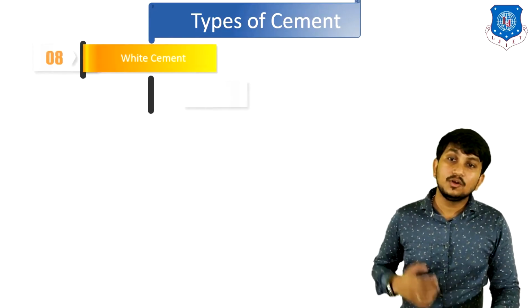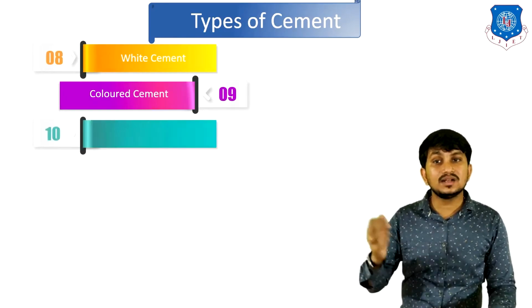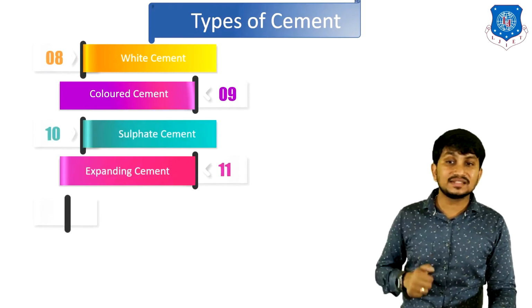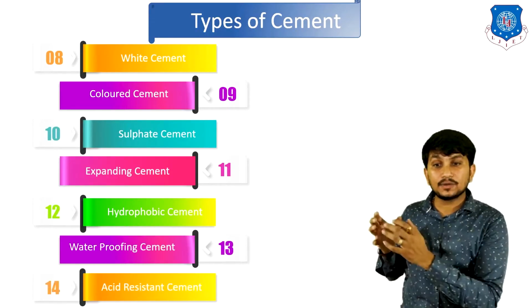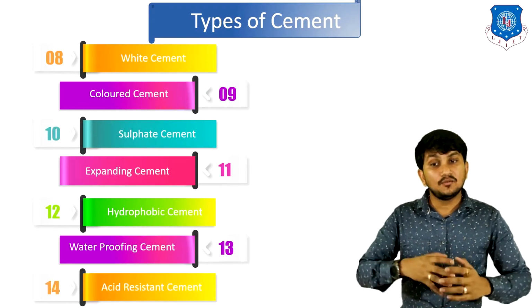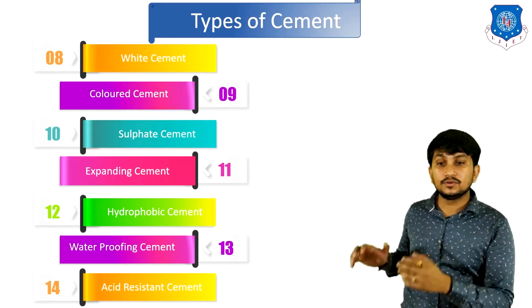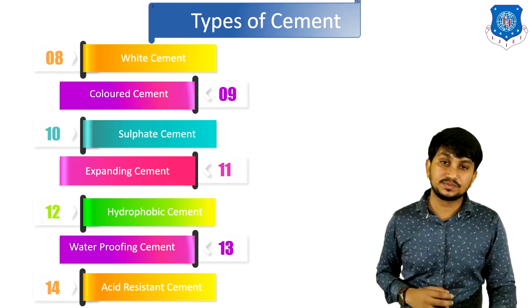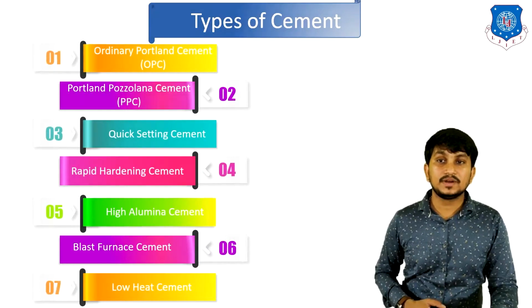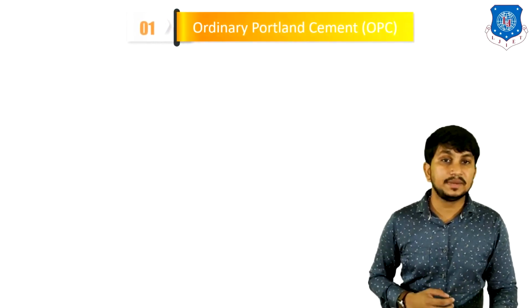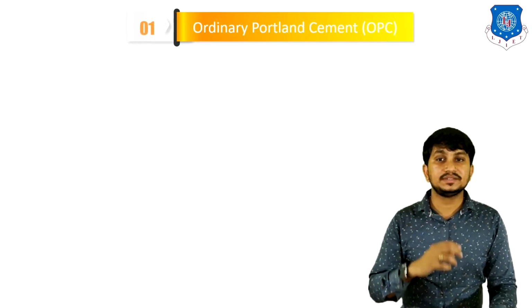Eighth is white cement. Ninth is colored cement. 10th is sulphate cement. 11th is expanding cement. 12th is hydrophobic cement. 13th is waterproofing cement. And 14th is acid resistant cement. Let's discuss these all 14 types one by one. First is ordinary Portland cement, which is also called as OPC.